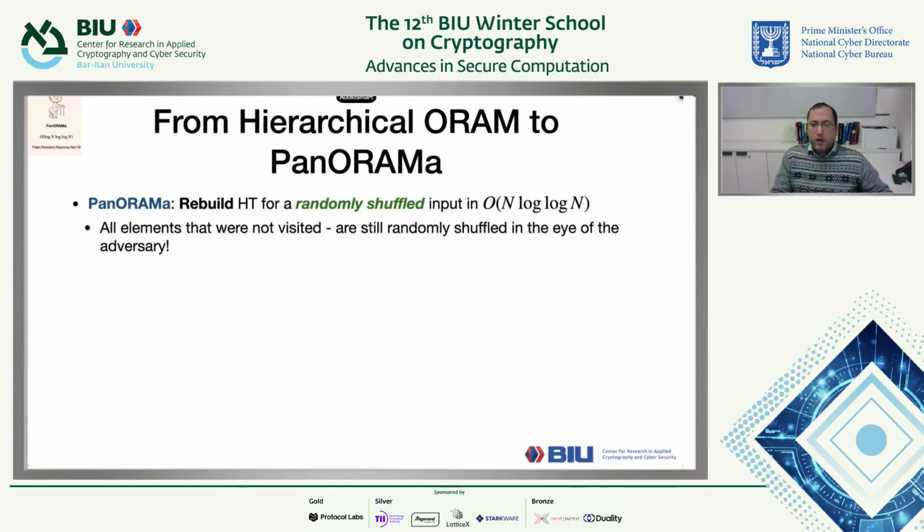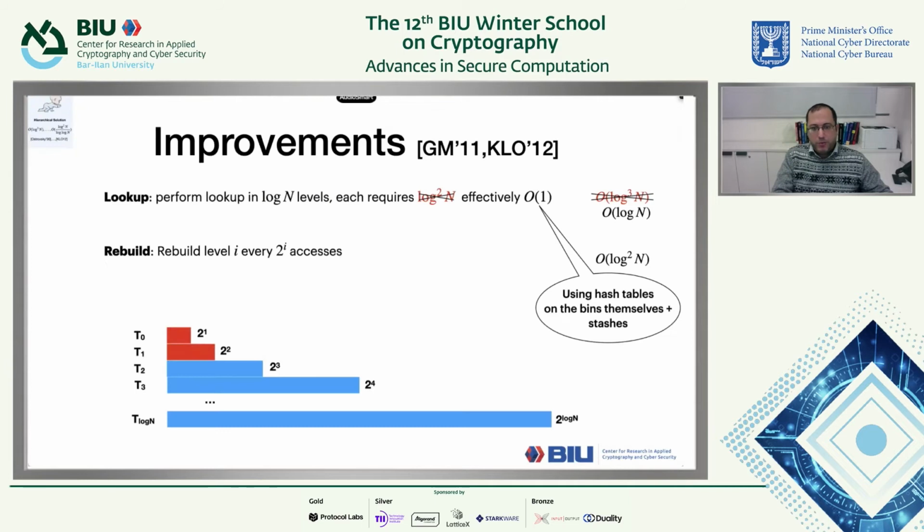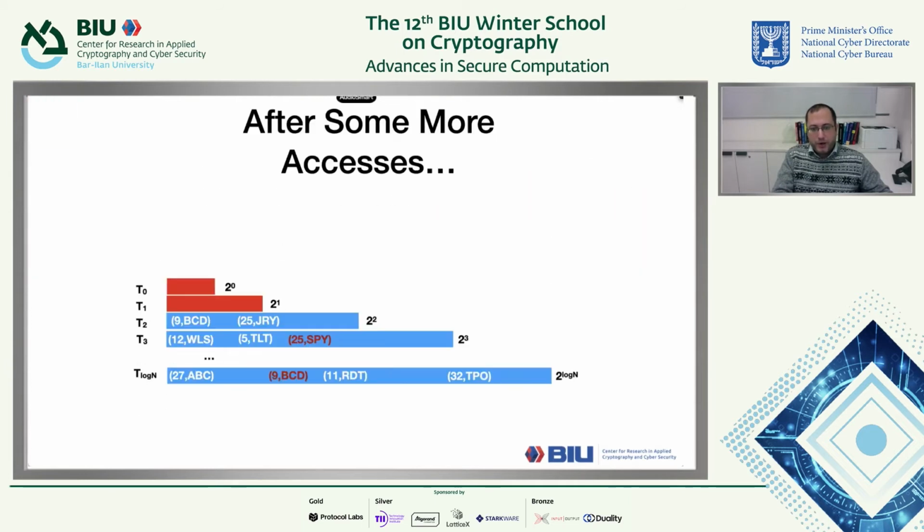However, our problem is that our input is not really randomly shuffled. But they had the following observation about all the elements that we didn't visit. When we come to a table, we rebuild the table all the time, right?